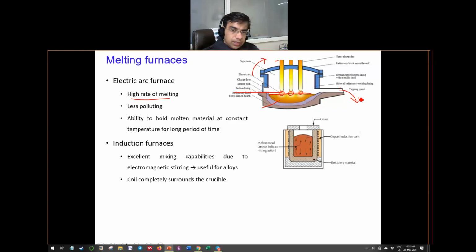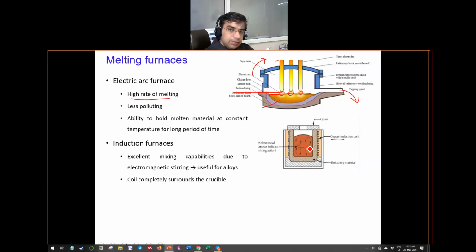Next is the induction furnace. The induction furnace uses the principle of eddy currents. In this case, we have high frequency alternating current which is supplied using these copper induction coils. This is similar to what we observe with the induction cooktops used for cooking. These induction copper coils induce the eddy currents in the molten material inside.